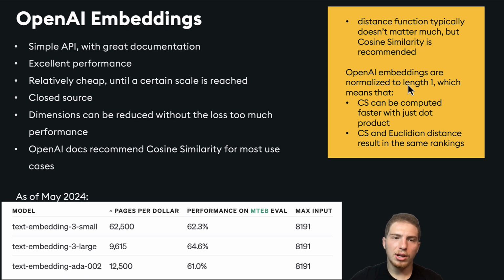And these models have pretty good performance. The small models do pretty well. They're reasonably cheap. They have a maximum context size of 8,000 tokens. And their MTEB evaluations show great performance. So OpenAI is a very strong option if you're looking for an embedding inference provider.